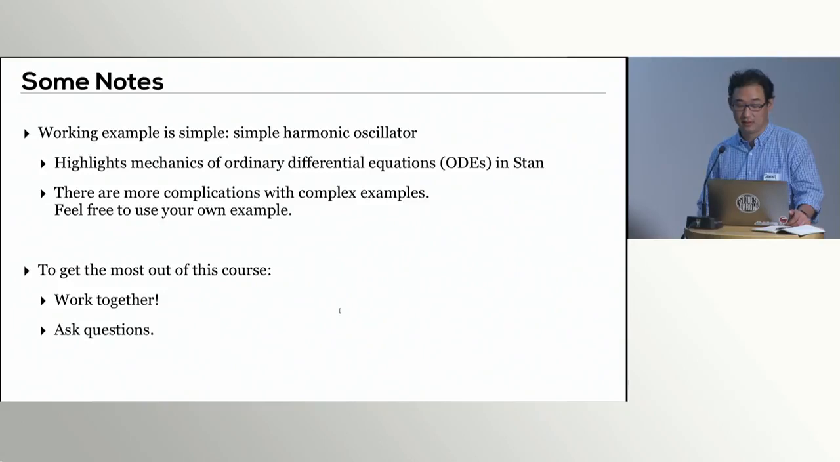Some quick notes. We're going to work with a very simple example. It's going to be the simple harmonic oscillator. It's in the Stan manual, so if you get lost today, no problem. Just go look at the Stan manual and it's there. Why I'm doing this is because we want to highlight the mechanics of ordinary differential equations in Stan and not get bogged down trying to solve a complex ODE. If you want to use your own example, that's fine. But while we're here, we'll try to go through a simple example so we can work on all the scaffolding that needs to go with ODEs.